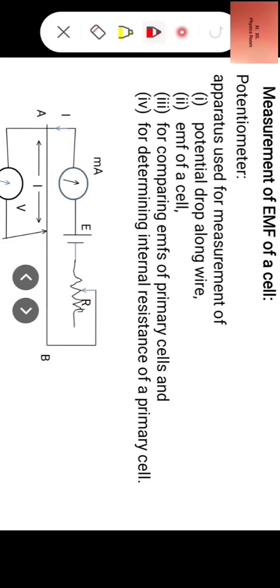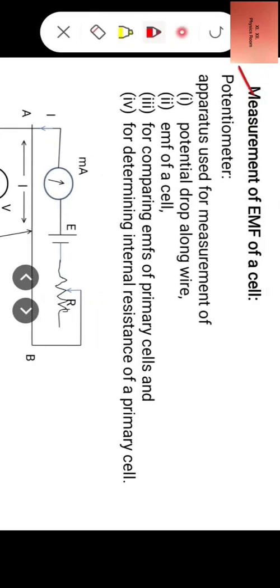After learning about EMF equation of a cell, series, parallel and mixed combination of cells, we actually come to the topic measurement of EMF of a cell, the title that we have reflected in the mind map. Now EMF of a cell is measured with the help of potentiometer, whereas PD is measured with the help of voltmeter. Now what is potentiometer?